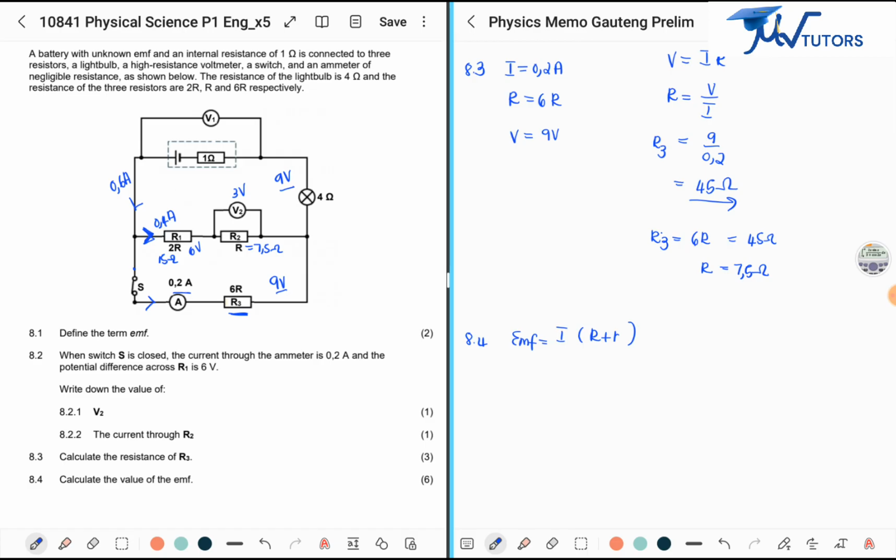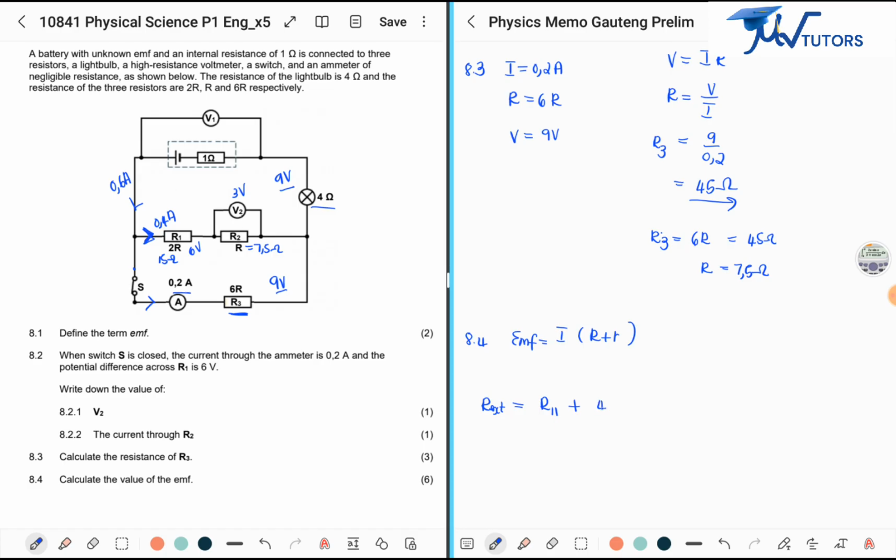Now we just need the external resistance. And what does this external resistance consist of? Well, we have R1 plus R2, which is parallel to R3. So basically let's just say we have the parallel resistance, and then we have this light bulb over here.